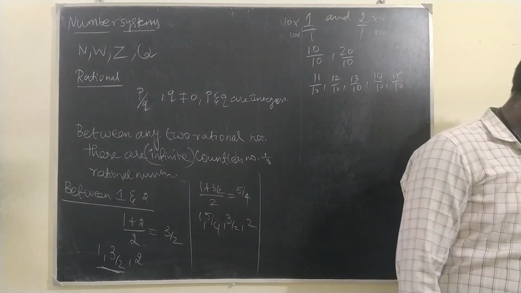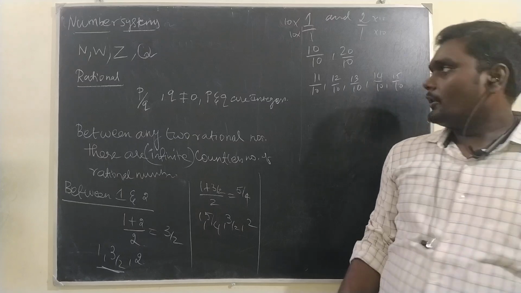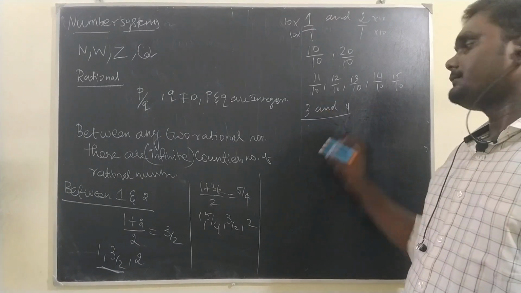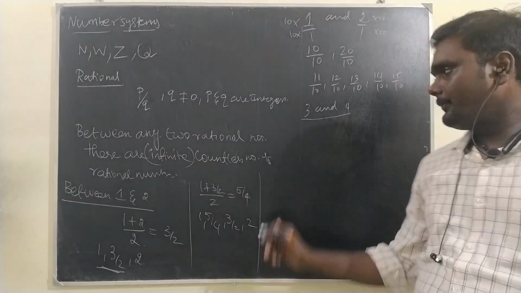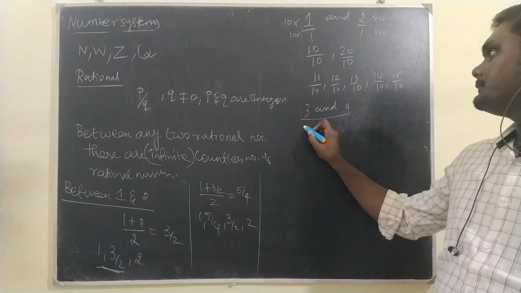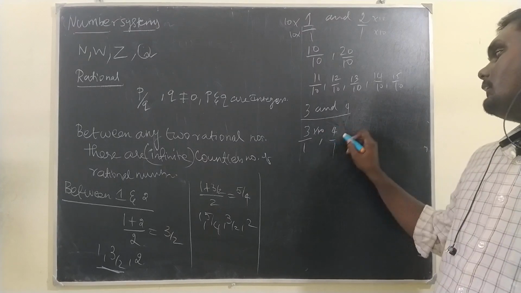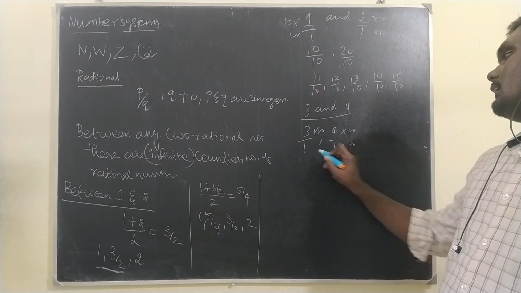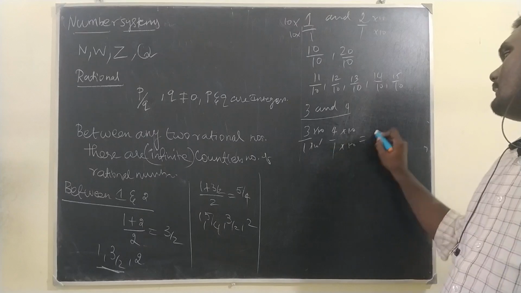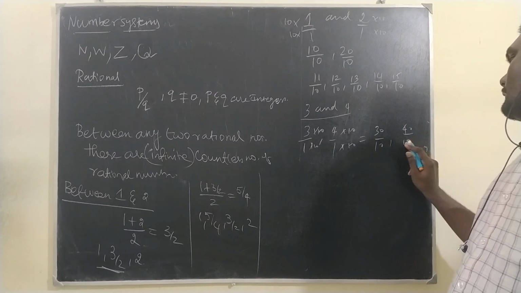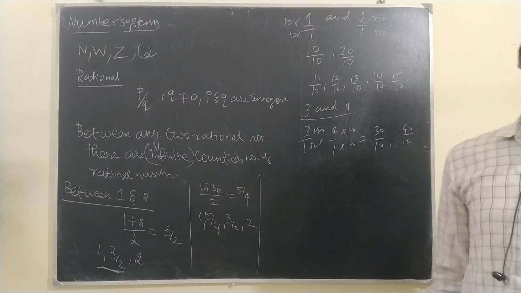So the same procedure we can apply for all types of questions. For example, 3 and 4. Can you say such numbers? In the same way, we represent 3 by 1 and 4 by 1, multiplying by 10 in both numerator and denominator. So we'll have 30 by 10 and 40 by 10. So we have 31 by 10, 32 by 10.